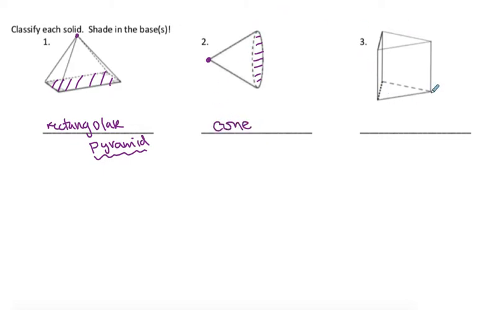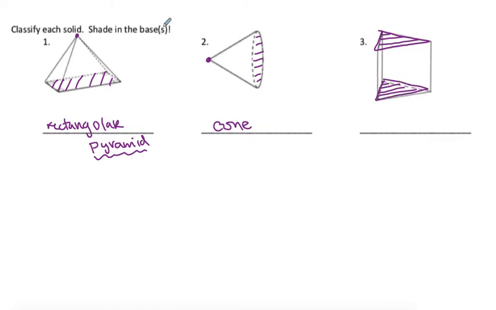On number 3, I don't have an apex. I don't have a point where all these are coming together. So this has to be a prism or a cylinder. And when I don't see circles here, I'm seeing a triangle congruent to another triangle here.